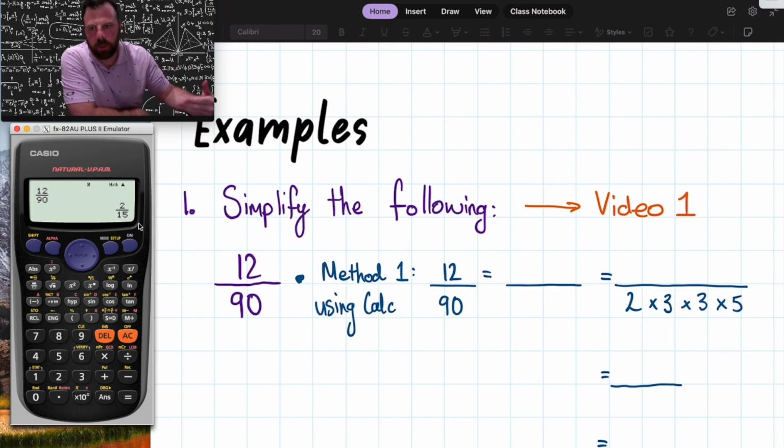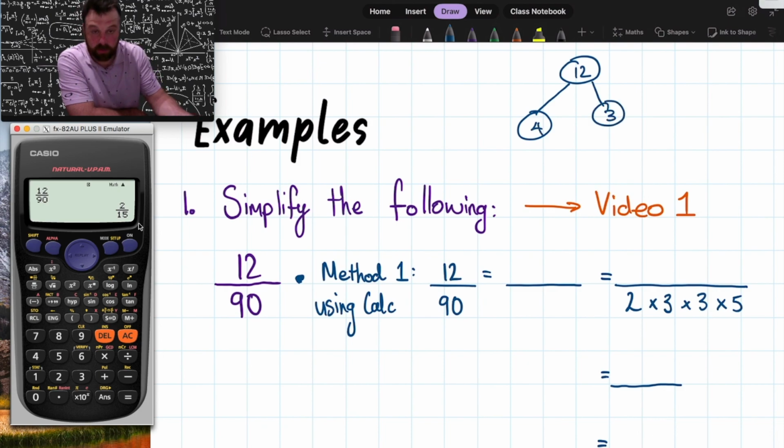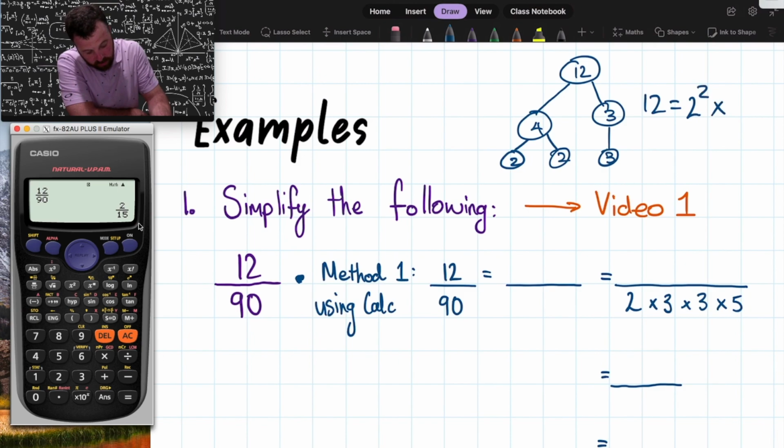What I want to bring back to your memory is something we did the other lesson. Remember when we did factor trees, and I asked you to think of a number? You thought of 12, and you said 12 can become 4 and 3, and then 4 is 2 and 2, and 3 is 3. So you told me 12 equals 2 squared times 3. We did that when we talked about factor trees, and now we're going to look at simplifying fractions using this idea.